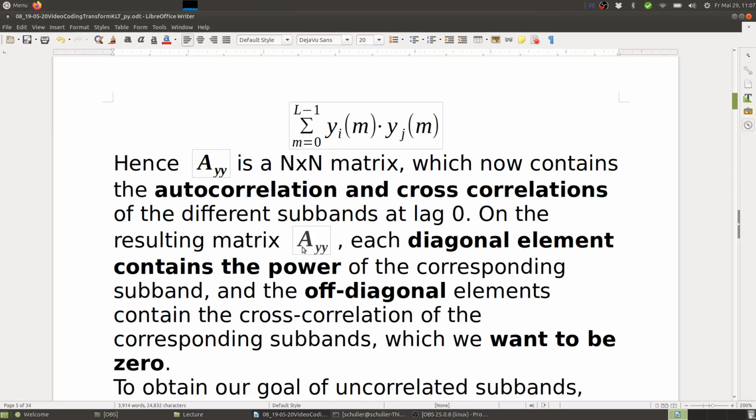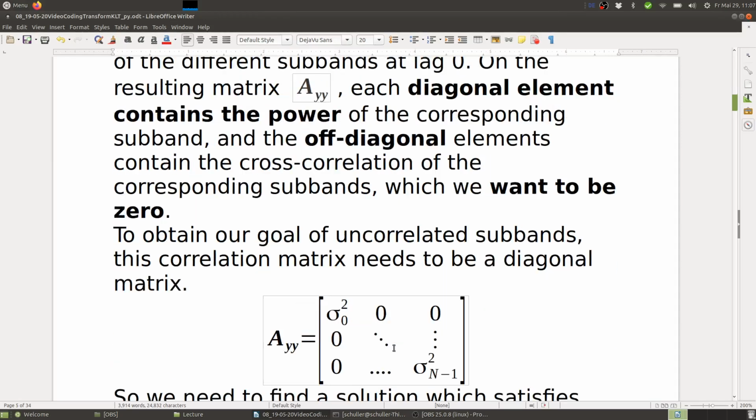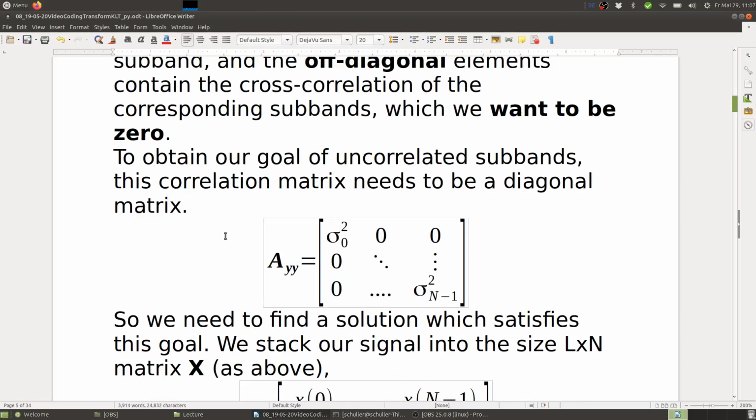On the resulting matrix AYY, each diagonal element contains the power of the corresponding subband, and the off-diagonal elements contain the cross correlation of the corresponding subbands, which we want to be 0. So this is what we would like to have, right? To obtain our goal of uncorrelated subbands, this correlation matrix needs to be a diagonal matrix of this form here. So everything is 0 except for these diagonal elements which contain the power, which I here call sigma squared.